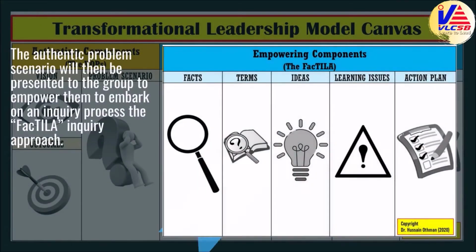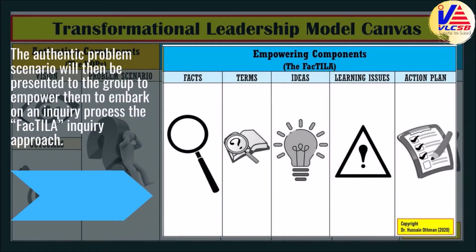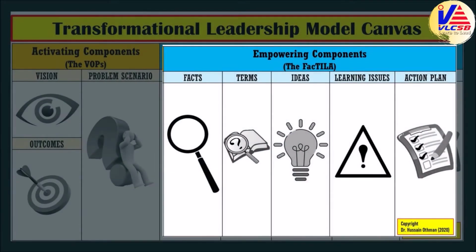The authentic problem scenario will then be presented to a group of leaders or followers within the leadership circle to empower them to embark on an inquiry process using the FACT-TILA inquiry approach. The result of this collaborative inquiry process will then show the leader and the group members the most feasible and credible solutions. This will certainly help the leader and the team to work on proper collective problem solving and decision making the best they can be.